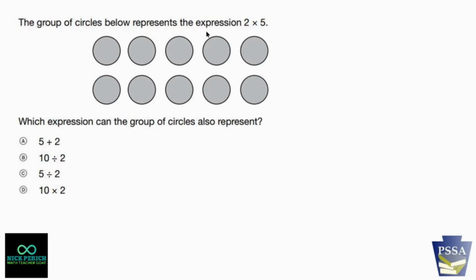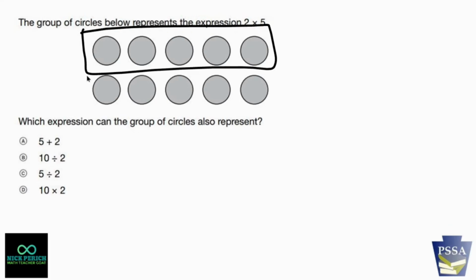of circles below represents the expression 2 times 5. Now, this makes sense because another way of viewing 2 times 5 is 2 groups of 5. Here is one group of 5, and here's another group of 5. 2 groups of 5.